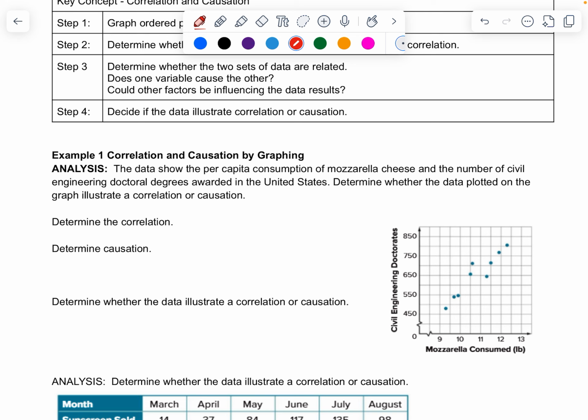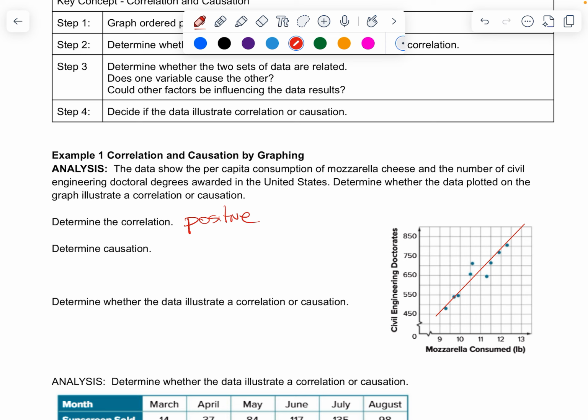Okay, as I'm doing this, if I was to draw a line that has a positive correlation, as the amount of mozzarella consumed increases, the number of civil engineering doctorates also increases. So that means it has a positive correlation scatter plot.